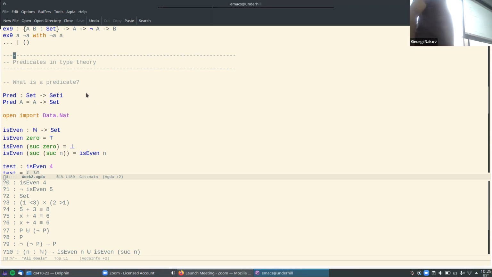That's so something that tests elements. But no, that's not the way we play this game. We instead give a function from A into set. So instead of giving a computer program that computes a Boolean value, instead you say, what is the evidence that a particular value of type A has some property?